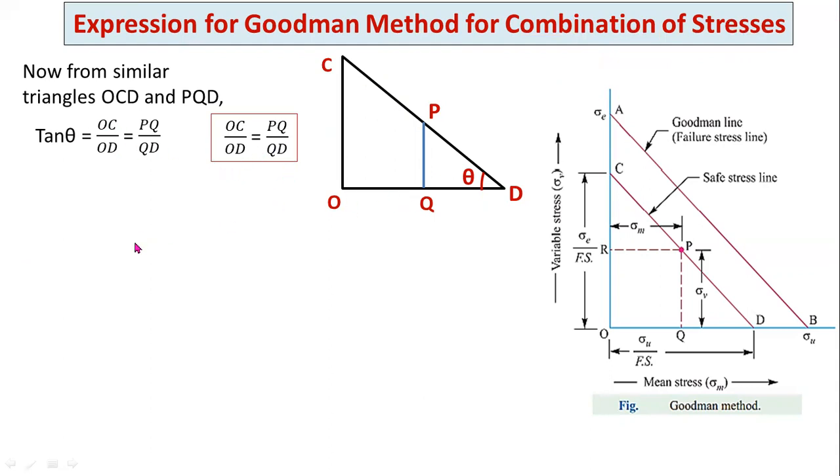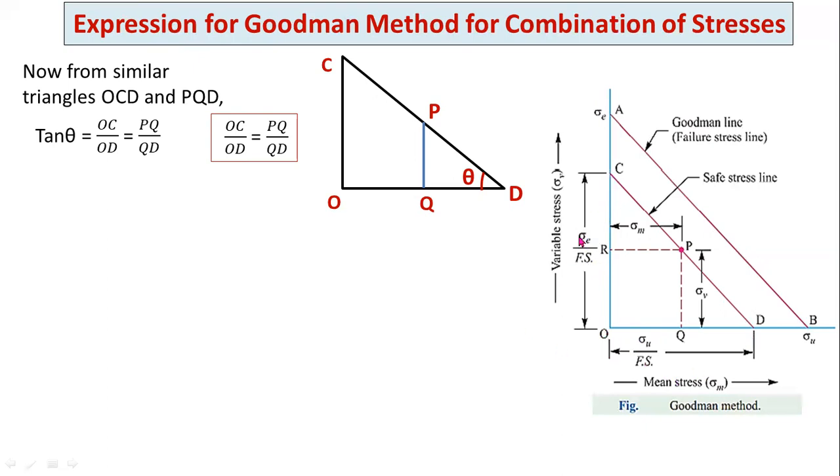Okay, so you have to substitute the values of OC, OD, PQ, and QD. These values are obtained from this graph. Here you can observe OC, the height of OC, from O to C. This OC line is equal to the endurance limit sigma E by Fs. OC equal to sigma E by Fs, and OD, from here to here, equal to sigma U by Fs.